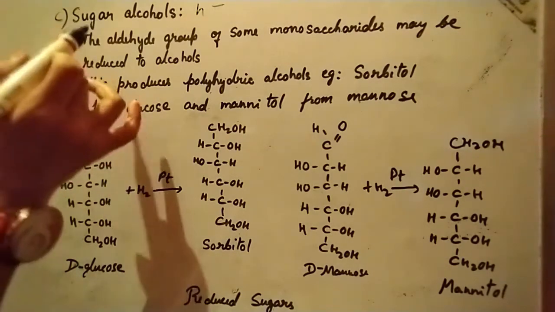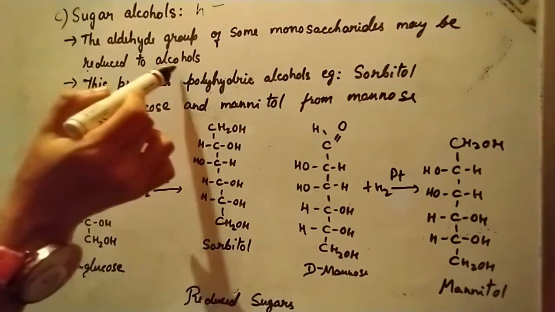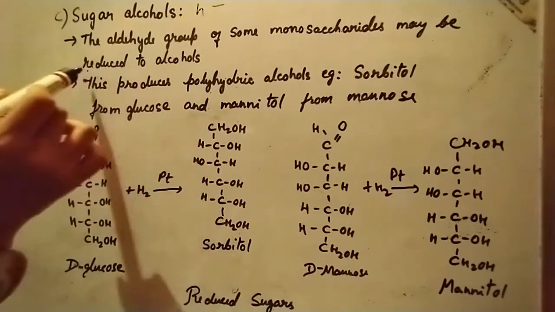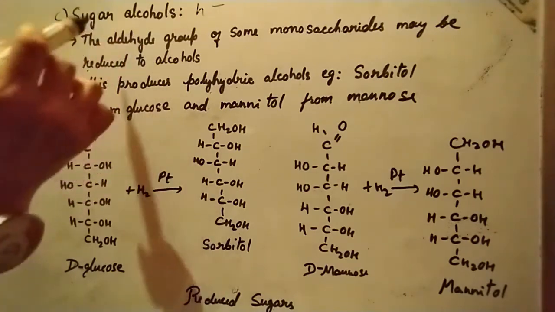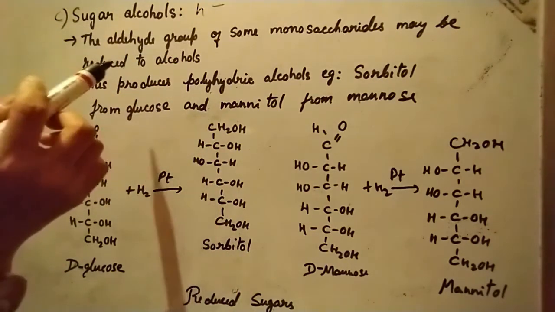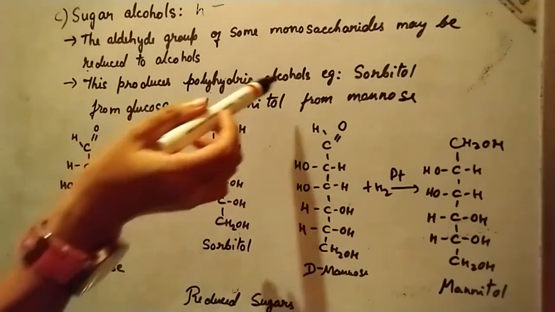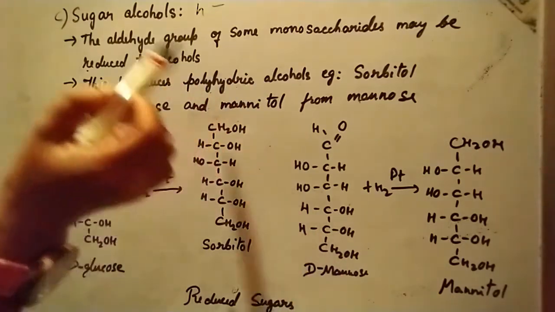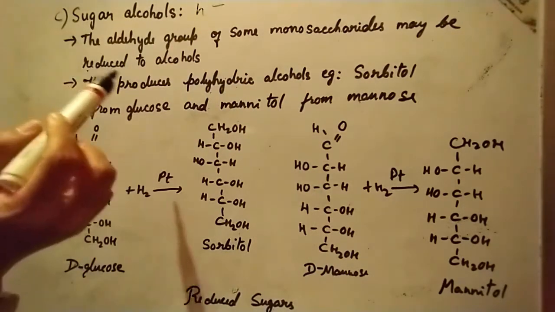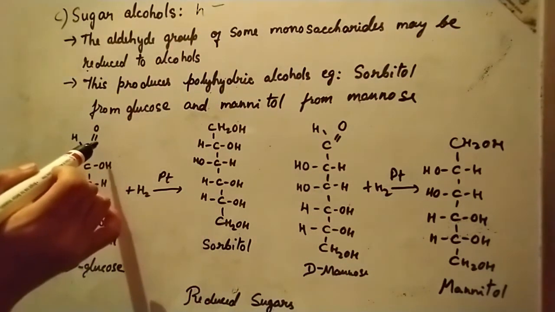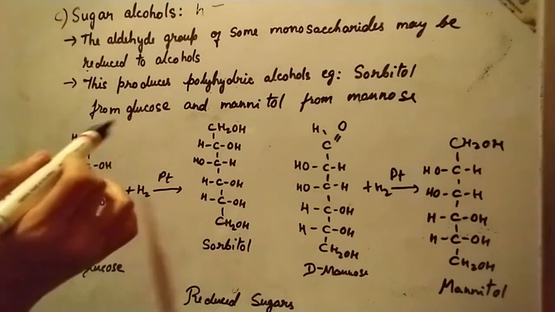Now in sugar alcohols, the aldehyde group of some monosaccharides may be reduced to alcohols. This one you have already studied in the reactions of monosaccharides. This is a reduction reaction where the products formed are the polyhydric alcohols, which produces sugar alcohols due to the reduction reaction of monosaccharides. Now you can see that the aldehyde group of monosaccharides gets reduced to alcohol.